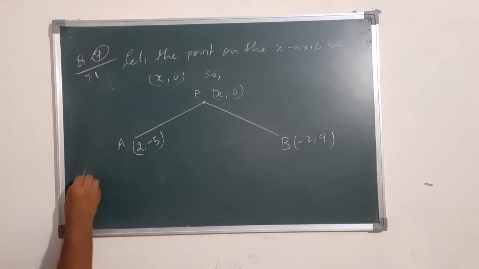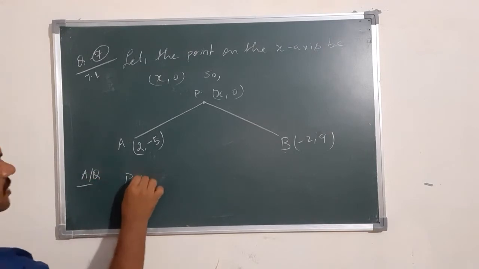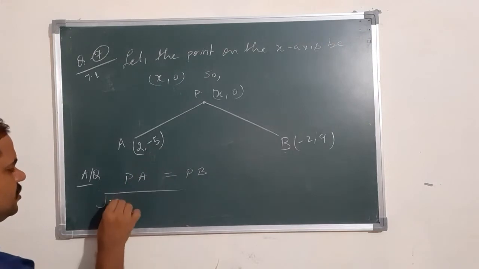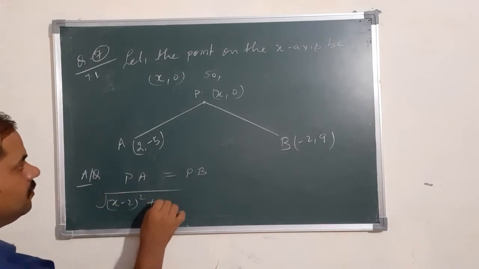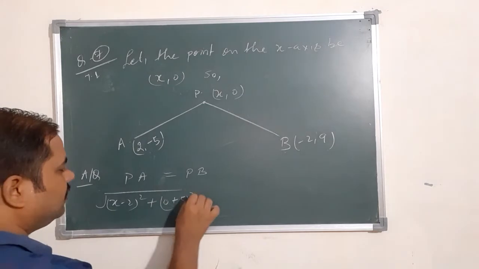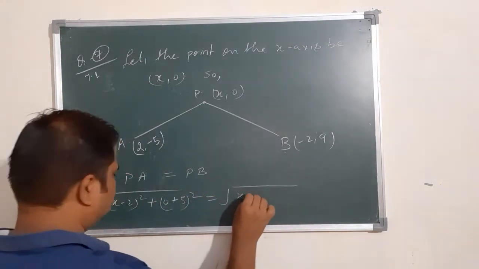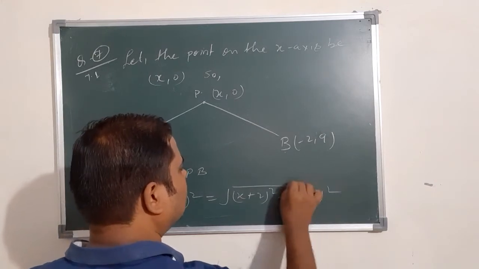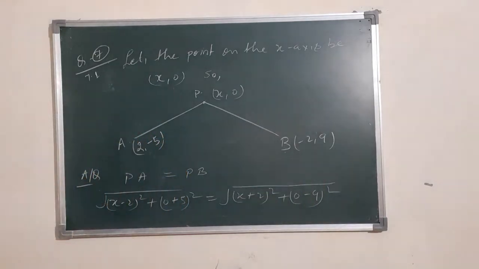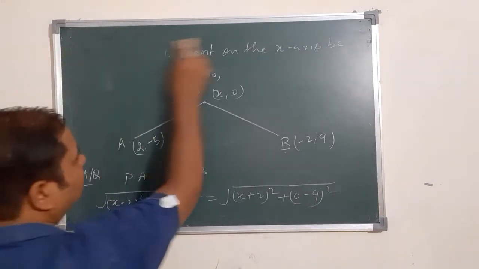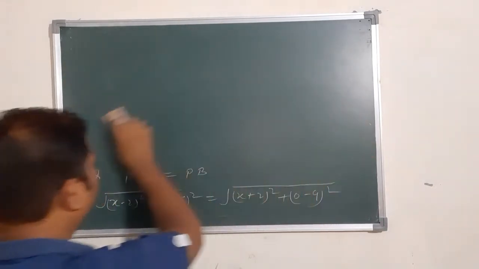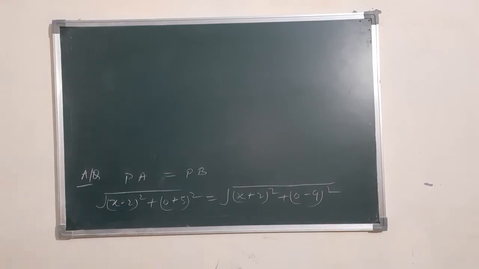So according to the question, PA is equal to PB. So this is nothing but root of (x - 2) whole square plus (0 + 5) whole square is equal to root of (x + 2) whole square plus (0 - 9) whole square. After solving this, we will get the result. So we are going to solve this. If we solve, the square root is cancelled out.